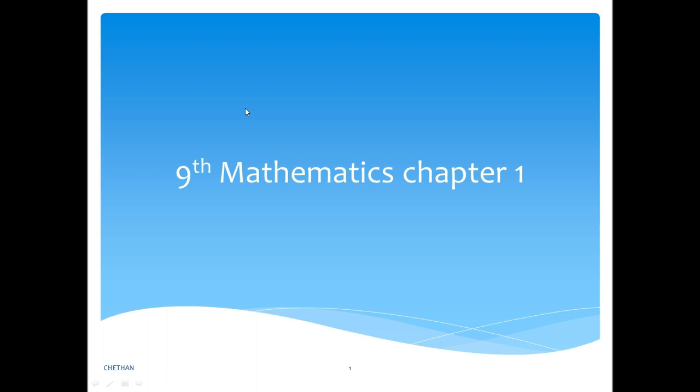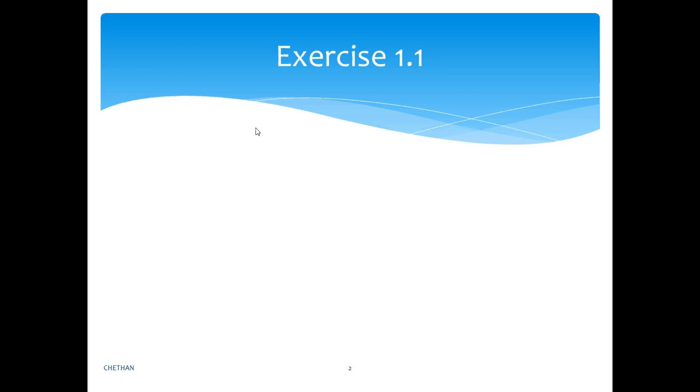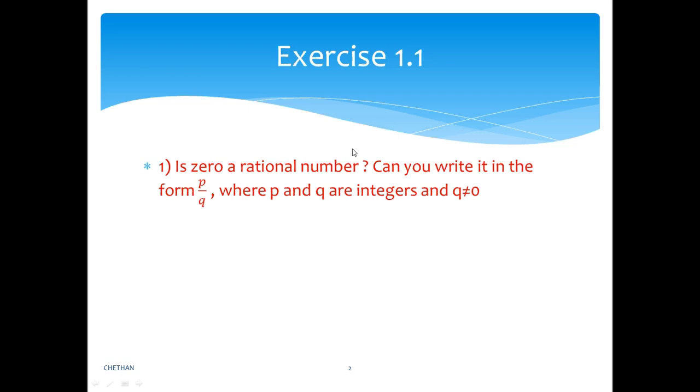In the previous class, we already discussed natural numbers, whole numbers, integers, rational numbers, irrational numbers, and real numbers. On the basis of that, in today's class we are going to solve the first exercise of the number system, exercise 1.1. The first question: is 0 a rational number?